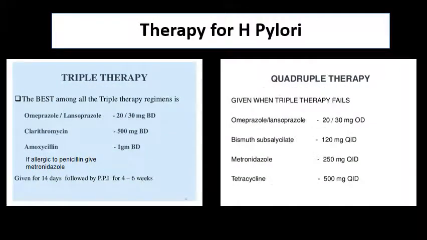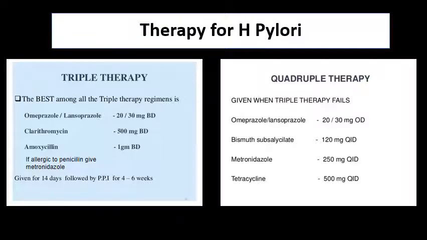Treatment for H. pylori. There are two protocols followed. The first is triple therapy. The second is quadruple therapy. Quadruple stands for four drugs. Triple therapy is definitely better. In this, you give proton pump inhibitors like omeprazole or lansoprazole, clarithromycin, and amoxicillin. If the person is allergic to penicillin, you can replace amoxicillin with metronidazole and give it for 14 days, followed by proton pump inhibitors alone for 4 to 6 weeks.